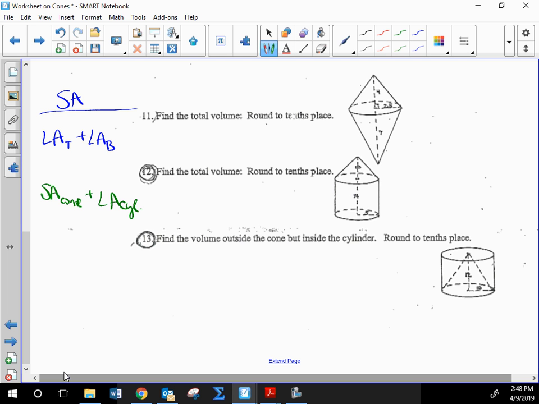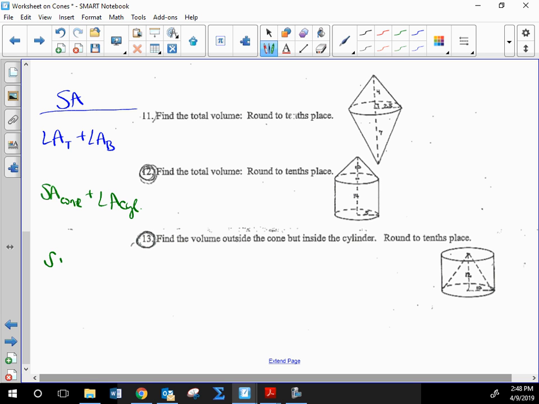Good. Nicole? Lateral area for the cylinder, surface area for the cone, that base on the cone would take care of the base of the cylinder. So wouldn't that just be the same thing as number 12? Yeah. It ends up being the same because we have the laterals of both the cone and the cylinder and just one base. So again, any of those ways that we described for 12 would also work for 13.